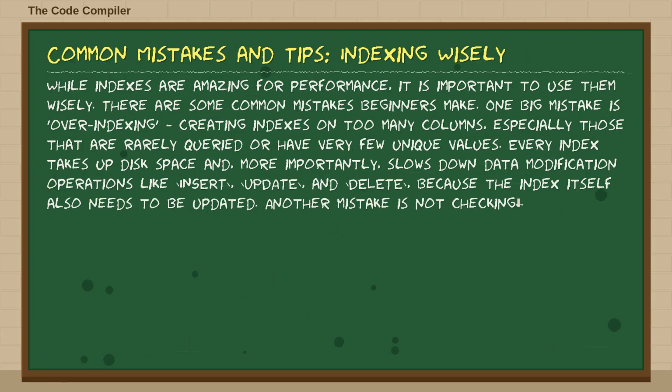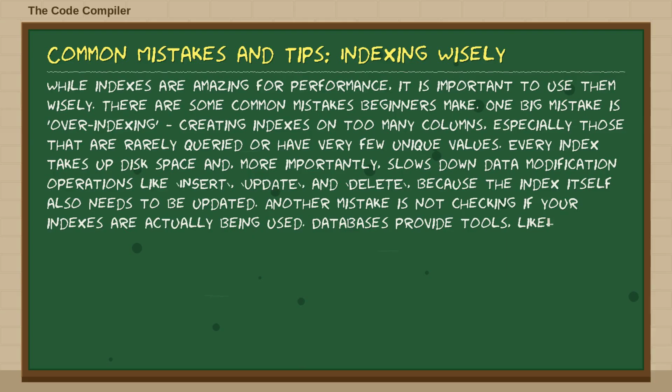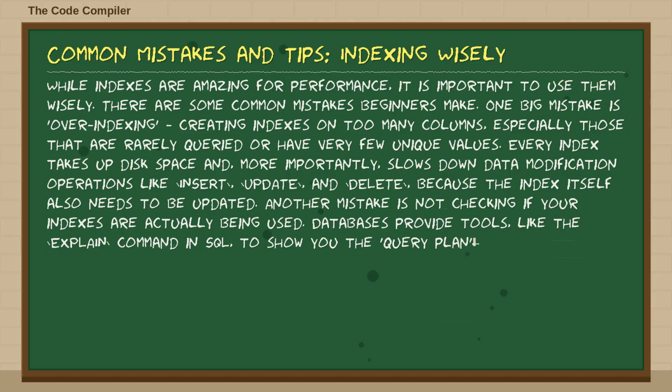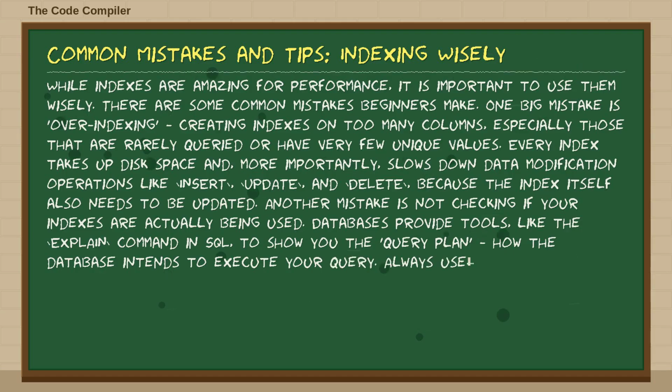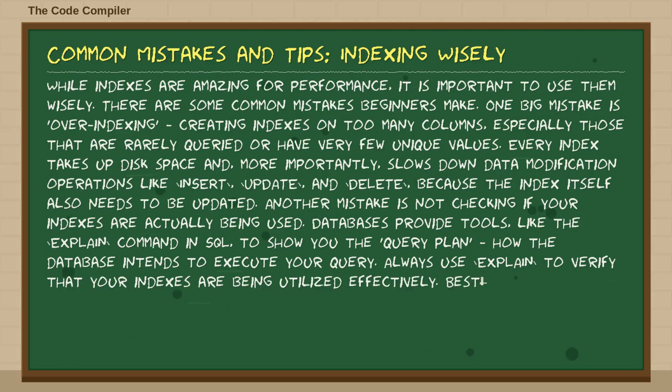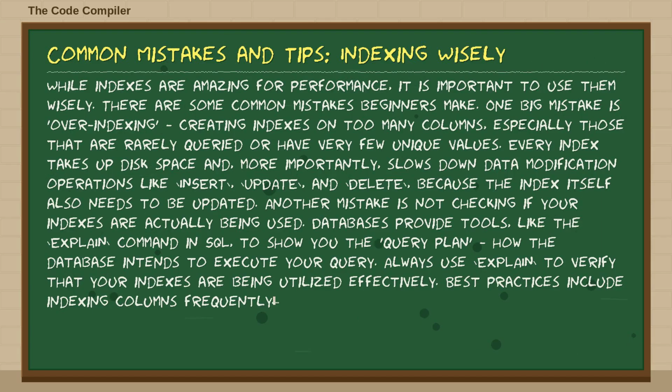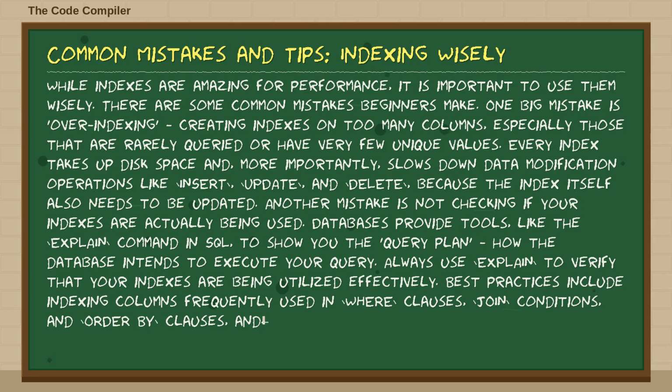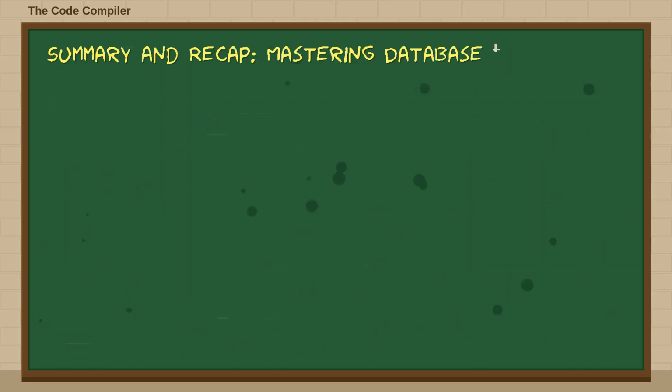Another mistake is not checking if your indexes are actually being used. Databases provide tools, like the explain command in SQL, to show you the query plan, how the database intends to execute your query. Always use explain to verify that your indexes are being utilized effectively. Best practices include indexing columns frequently used in where clauses, join conditions, and order by clauses, and regularly reviewing your query performance.